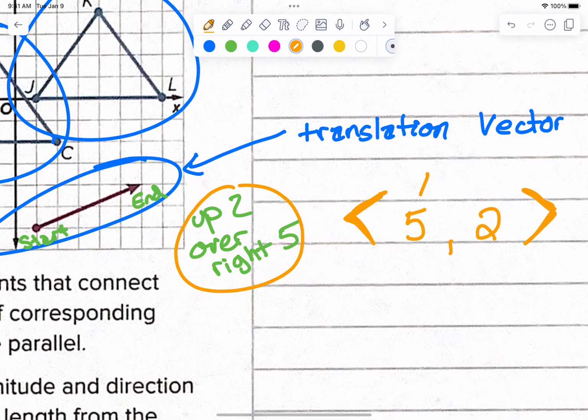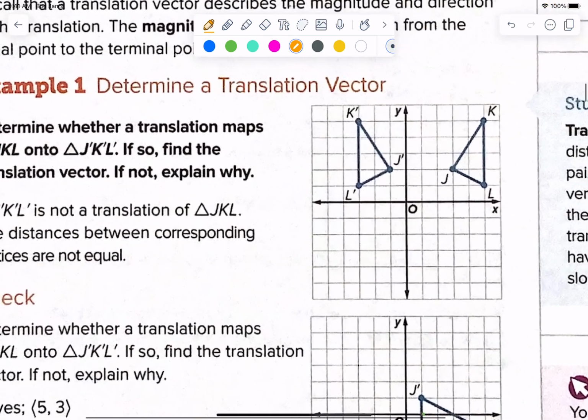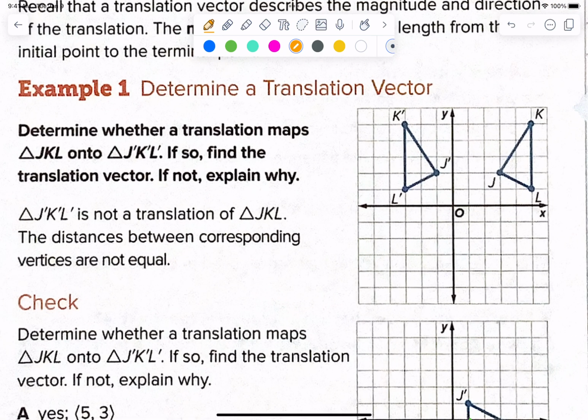5, 2, right? The x coordinate goes here, and x would be left or right. And 2 goes here. This is up or down. Does that make sense? So that would be right 5, up 2. If you're going left, you go negative. If you're going down, you go negative. Got it? Okay. So first example, determine whether this translation maps onto the other one.